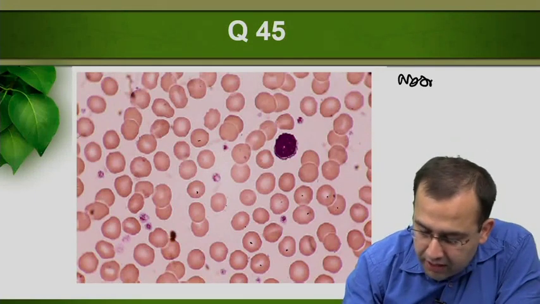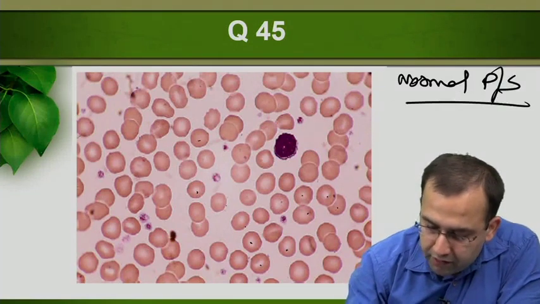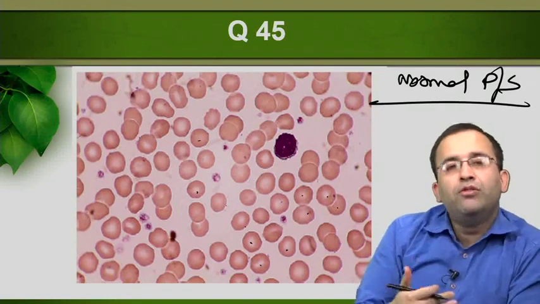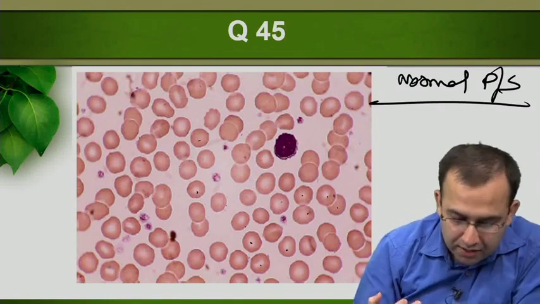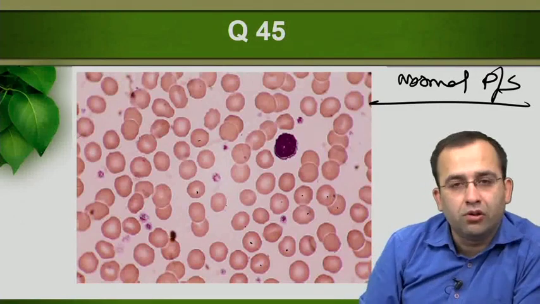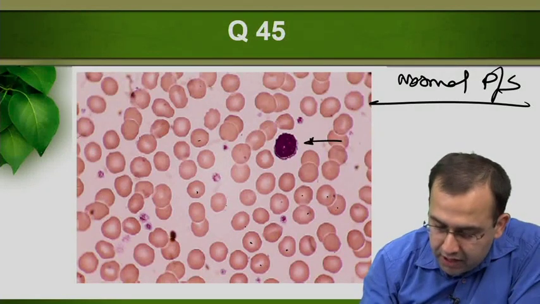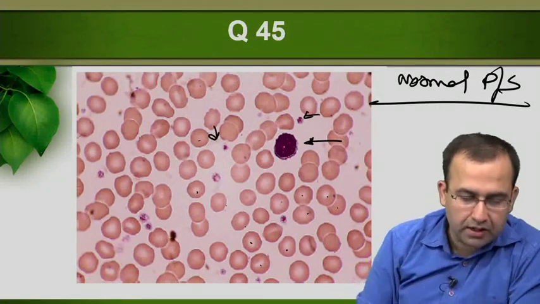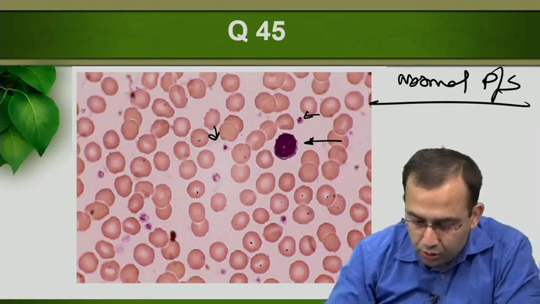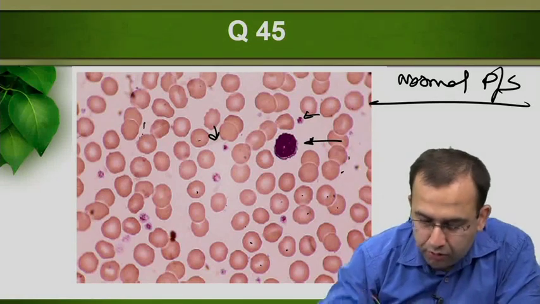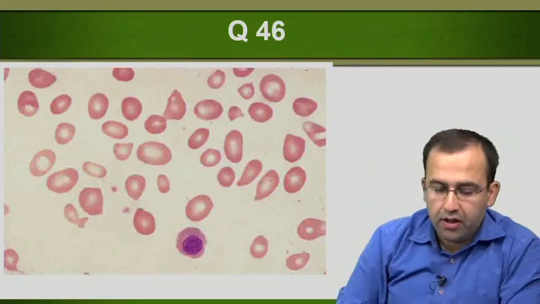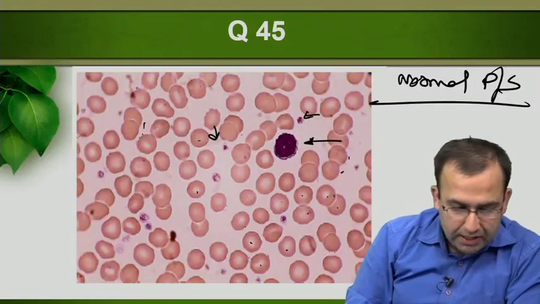This is a nice normal peripheral smear. Before we go on to the abnormalities, this is what a normal RBC looks like. This is a lymphocyte. All the small ones are platelets. This is normal. There is no rouleau. Such overlapping of 2 cells is allowed. It's not rouleau.